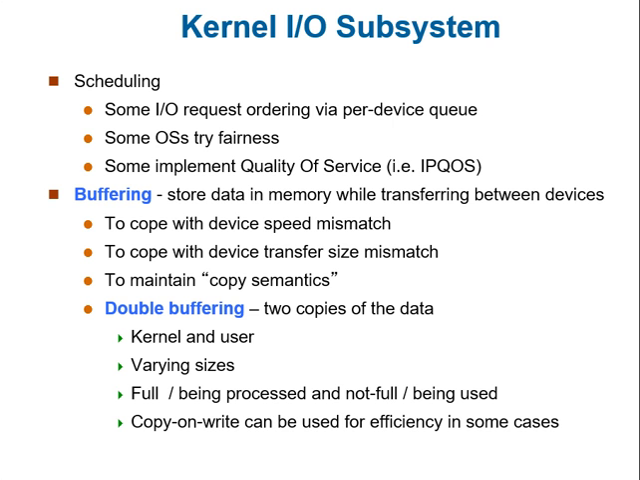So we learned about CPU scheduling last time, right? Process scheduling, but this is more on I/O scheduling, because some I/O requests are ordered via a per-device queue. They have some mechanism that they use for queuing, and then some OSes also try fairness between the processes which request I/O. Some implement quality of service, QoS. This is for scheduling of I/O.